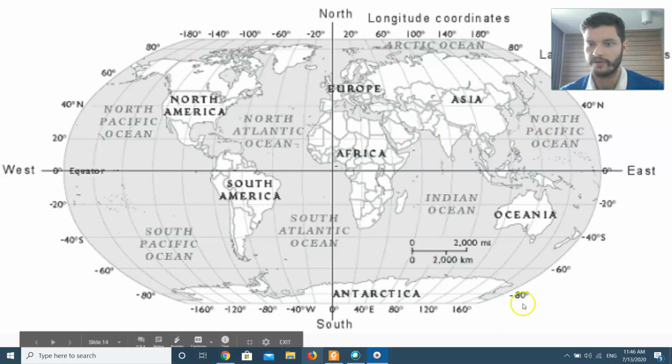This map actually gives you the values. So we've got, for instance, 20 degrees north. That's our line of latitude, and we've got, let's say this one, for instance, is 60 degrees east. That's our line of longitude.